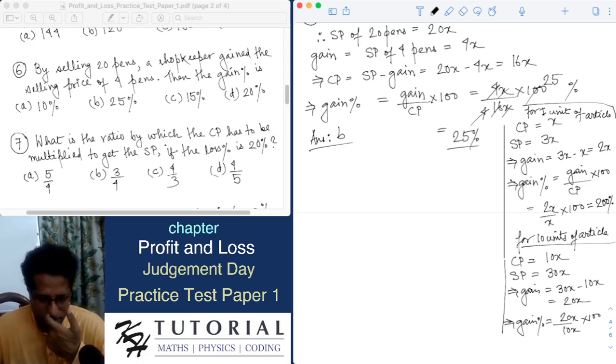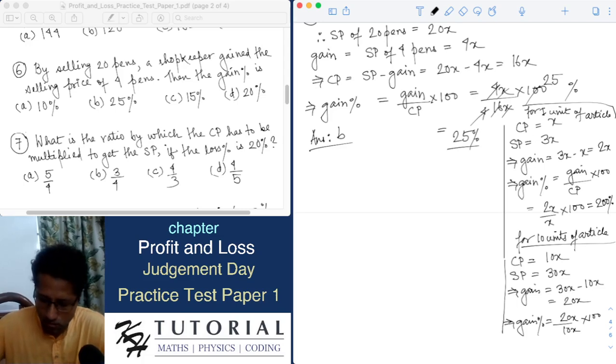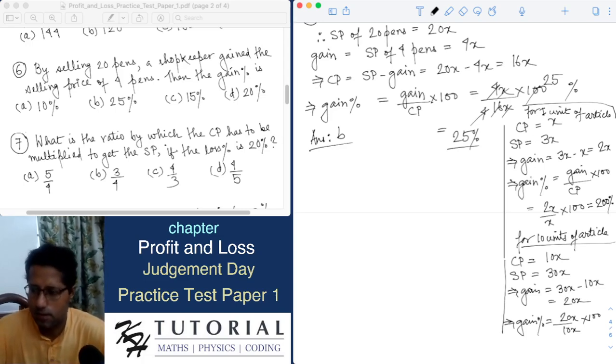So please note one thing: the gain percent or the loss percent is not dependent on the number of units of the commodity. So if you know the gain percent for 1 unit of some commodity, the gain percent will be the same for 10 units or 20 units or any number of units of the commodity. This thing you please keep in mind.